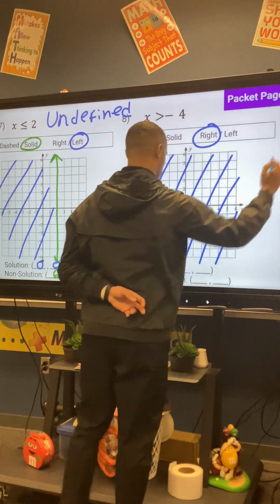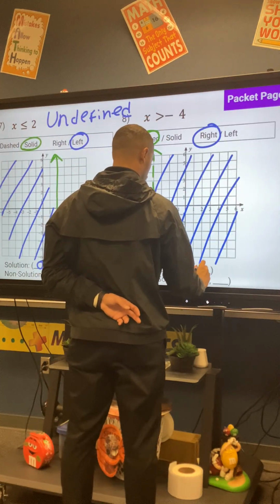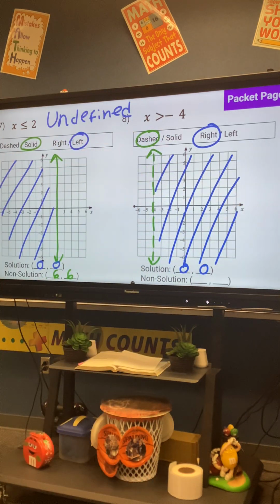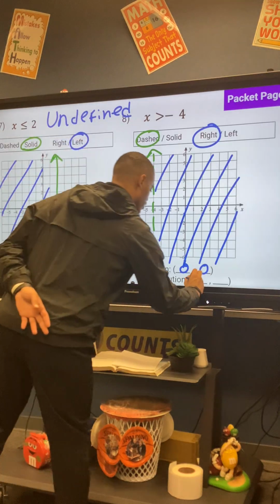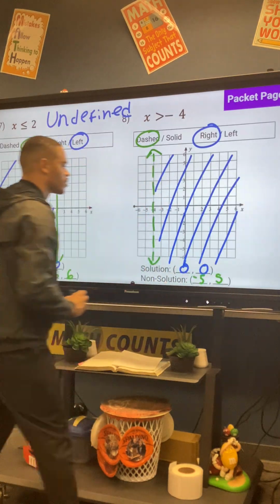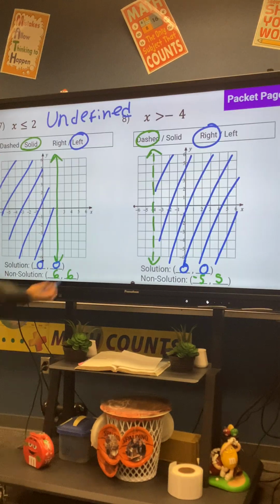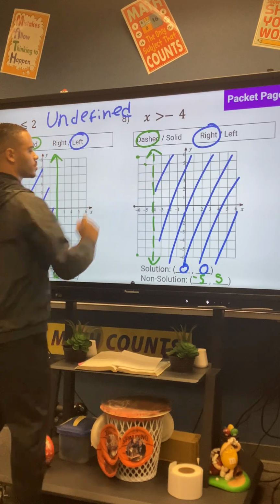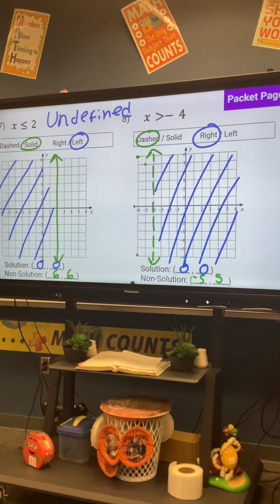So is 0, 0 a solution or a non-solution? It's a solution because it's inside your shaded region. What's a non-solution? Negative 5, 5. Yep, outside the shaded region. What about negative 6, negative 6? Yep. What about a positive 6 and a positive 6?